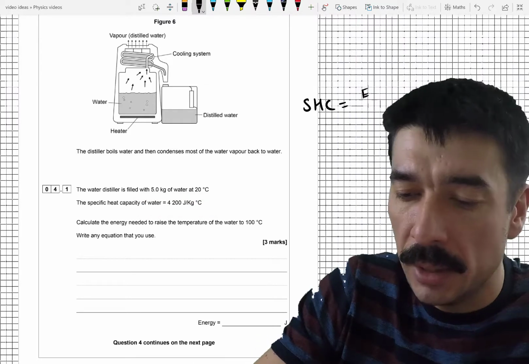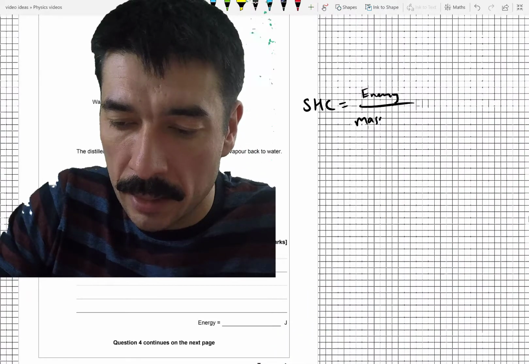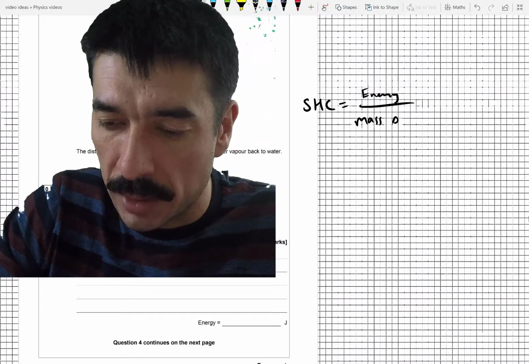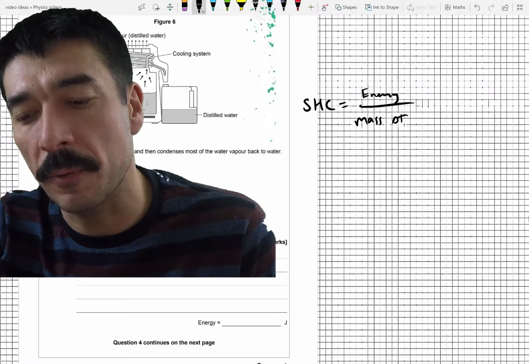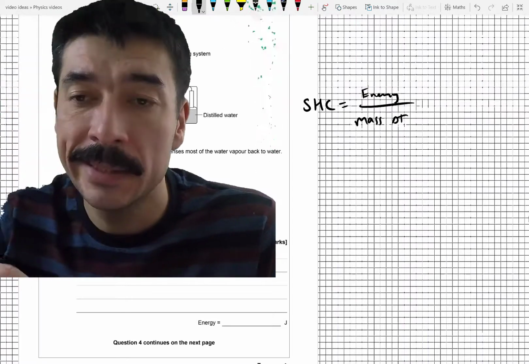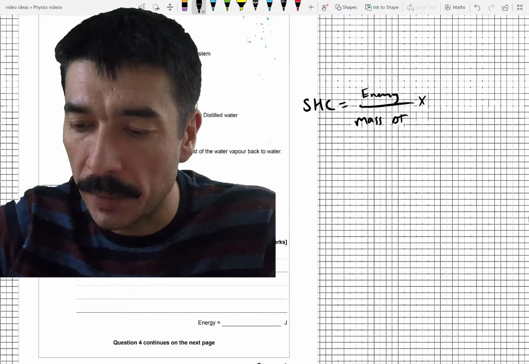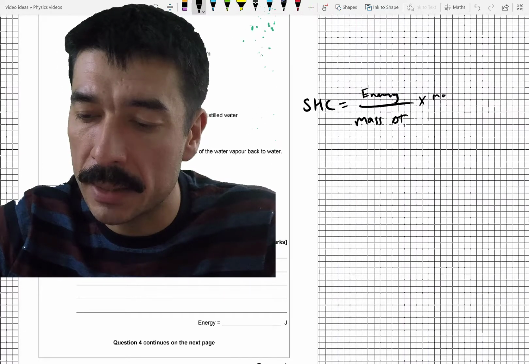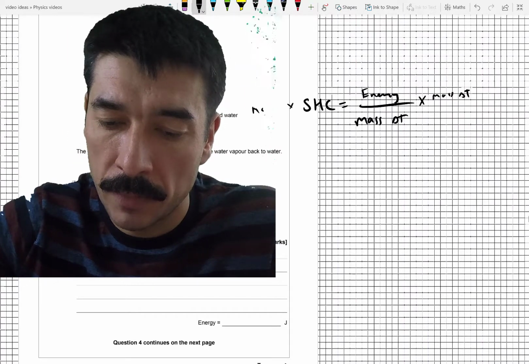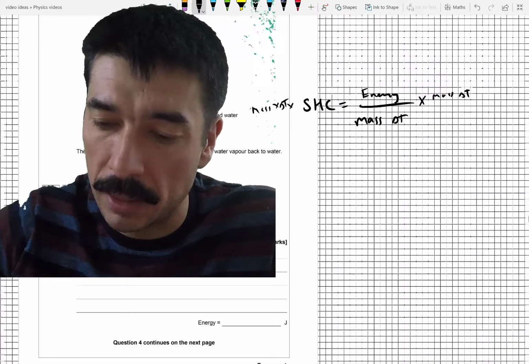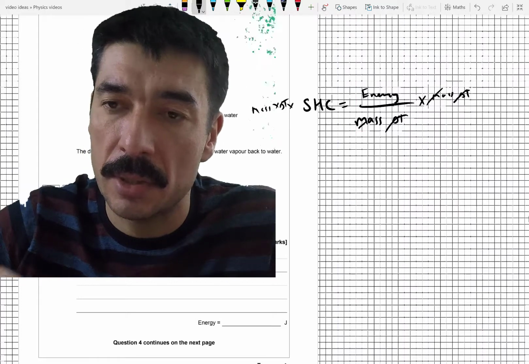So it would be energy divided by mass and temperature. It's actually the change in temperature. So that's the formula, right? We've got to rearrange that for energy. Now, like I've said many times in these videos, I would do this like this, multiply both sides by mass and change in temperature, and then that would cancel there, and I'm left with energy equals specific heat capacity times change in temperature times mass.